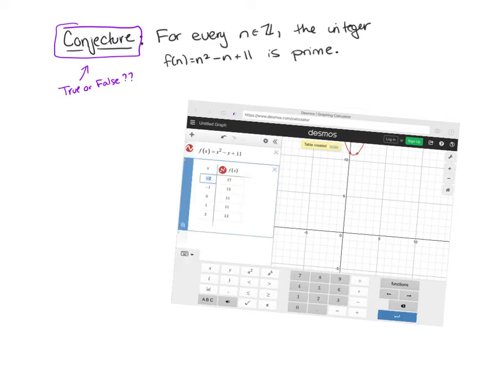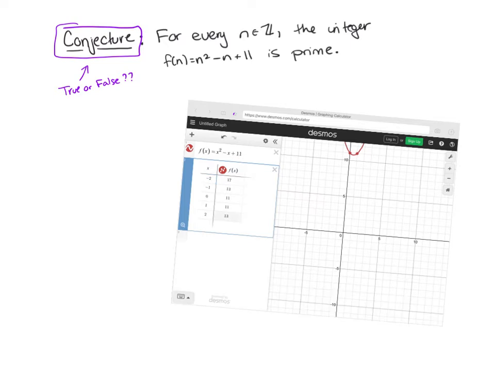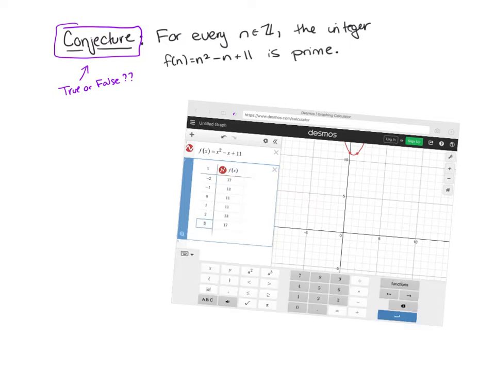So now I can look for different values here of x and see what output I get. So when x is -2, I get 17, 13, 11. Those are all prime, 11, 13. So let's see if we can just add some more numbers here. 17 is prime, 23 is prime, 31 is prime, 41 is prime, 53 is prime, 67 is prime. I encourage you to check all these. 83 is prime, 101 is prime, right? So we're looking pretty good with our conjecture.